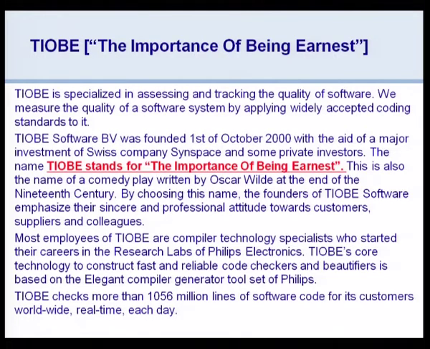There is another method which is called TUBE, the importance of being earnest. That is how it is expanded. TUBE is specialized in assessing and tracking the quality of software. It is essential, whatever software we build. We measure the quality of a software system by applying widely accepted coding standards.